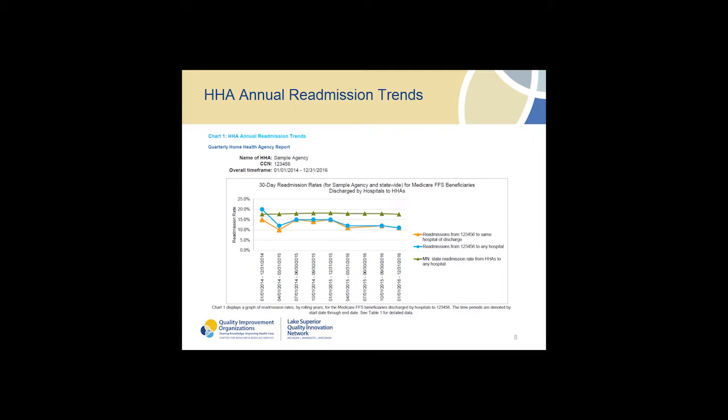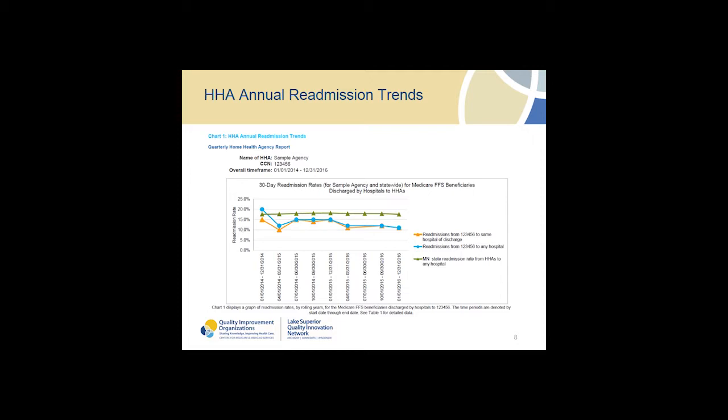This is the next page of your report. Chart 1 shows readmissions from your home health agency to the hospital compared to state readmission rates. You'll see 3 lines. The orange line is readmissions for those patients who came from a hospital to your agency and were readmitted back to the same hospital that they came from.